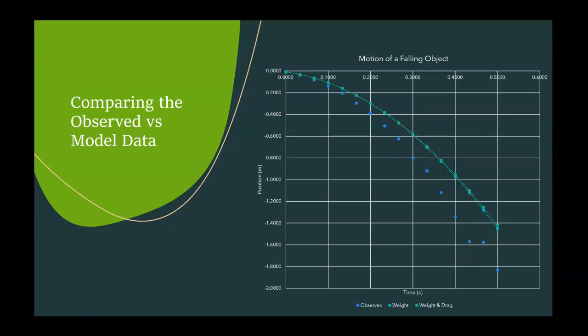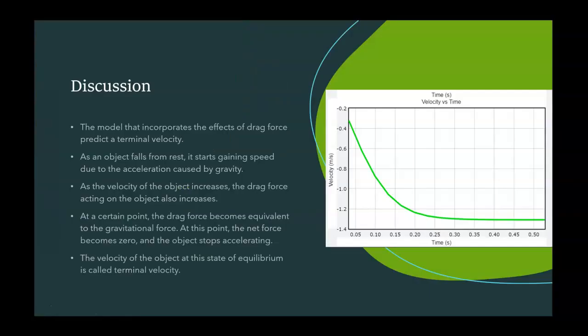As seen here, even considering the weight and drag, there isn't a significant difference between the two models, as the object in question did not succumb to the drag force as much as it should have. We believe, or I personally believe, that the deviation in the model and the observed values is caused by the fact that there was an initial velocity on the ball.